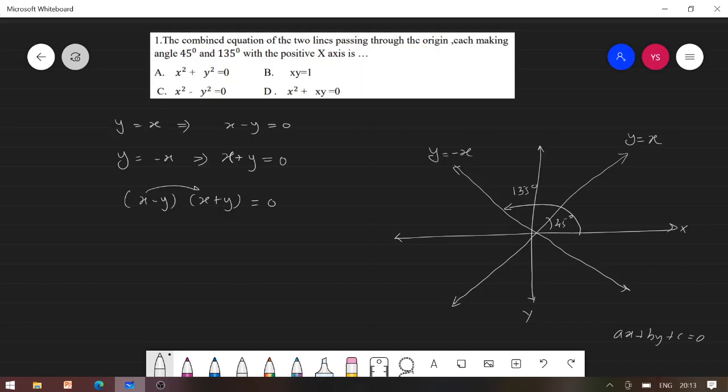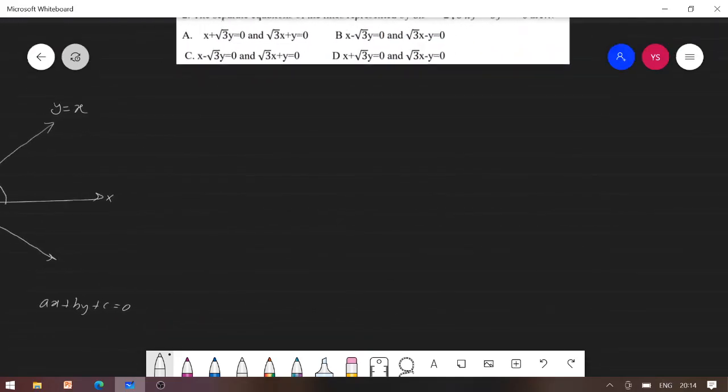So firstly distribute x over the bracket, and next distribute y over the bracket by using the distributive law, or you might compare it with the identity (a minus b) into (a plus b) gives us a square minus b square, that is equals to 0, which is the required combined equation of both lines making angles of 45 degrees and 135 degrees with respect to the positive x-axis and passing through the origin. So we have option C, x square minus y square equals 0.